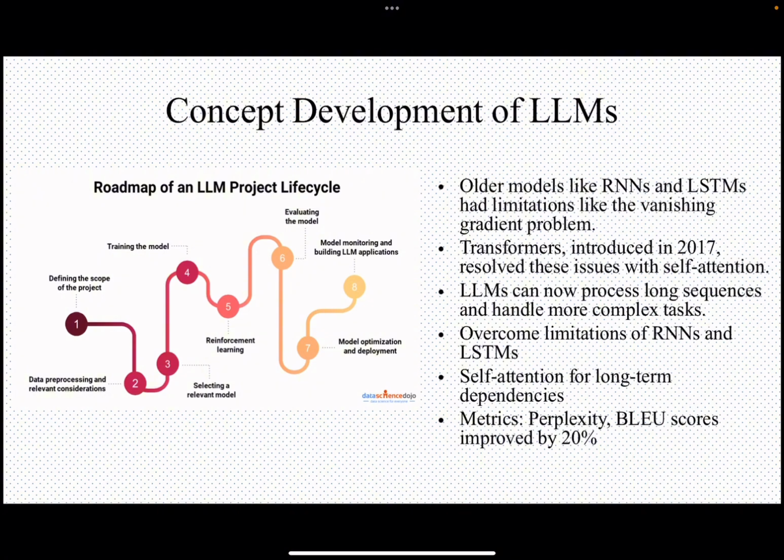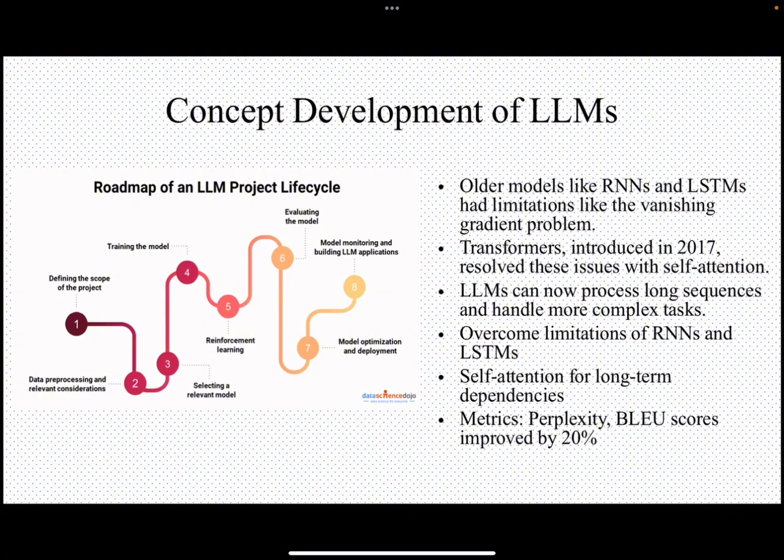The introduction of self-attention mechanisms in transformers solved this issue. Self-attention allows the model to focus on different parts of the input sequence, making it easier to understand the relationships between distant words. This breakthrough allowed large language models to process much longer text and perform better on complex tasks.